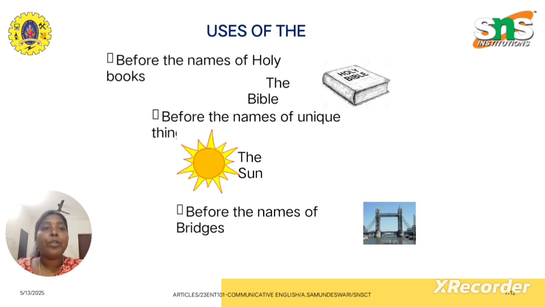And next we are going to see a few images with the usage of the. So as I mentioned before, for the names of holy books we can use the article the. So the Bhagavad Gita, the Quran and the Bible. And unique things such as the sun, the moon, the stars, the sky, like that. And before the names of bridges, you can use the article the.